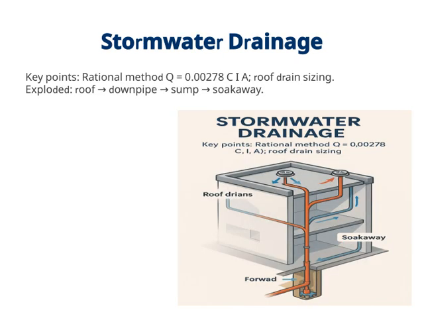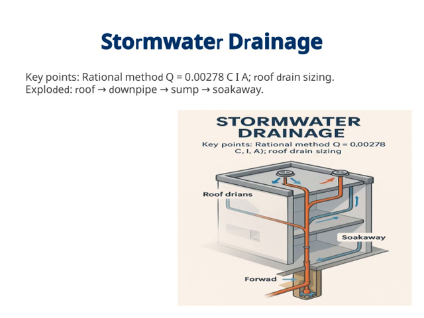Let's take a closer look at stormwater drainage, which is a crucial part of our overall drainage system. One of the key methods we use to estimate flow is the rational method. The formula for this is Q equals 0.00278 multiplied by C, I, and A. Q represents the peak runoff in cubic meters per second. C is the runoff coefficient, I is the rainfall intensity, and A is the catchment area. This helps us determine how much water we need to manage during a storm event.